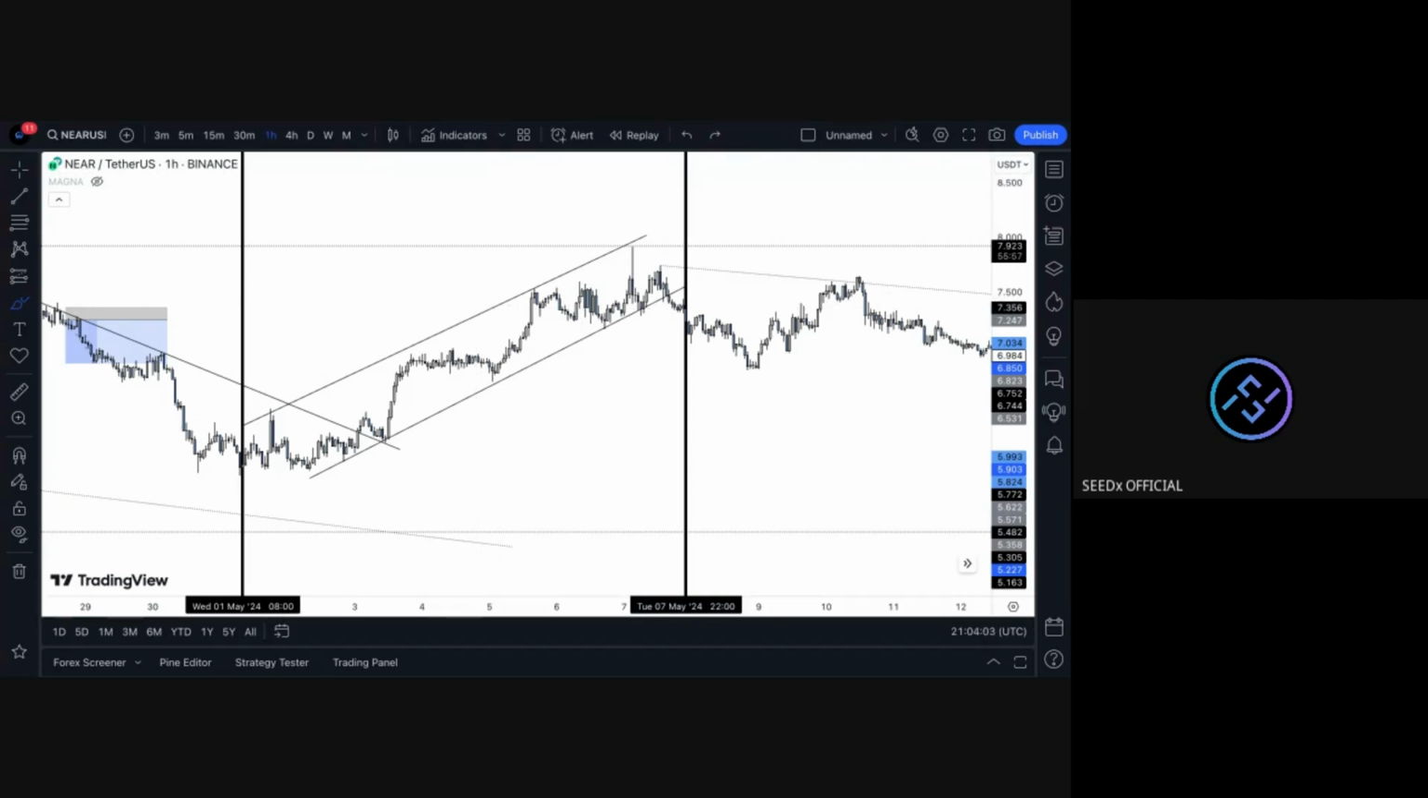Before we move on, let me just brush this through. The chart will never keep going up forever. It won't keep going up forever. You understand? It won't keep going up. What goes up must definitely go down, and what goes down will definitely go up too.